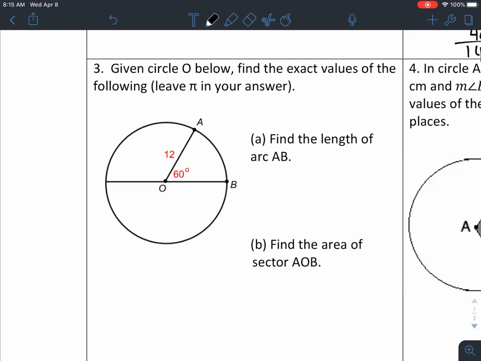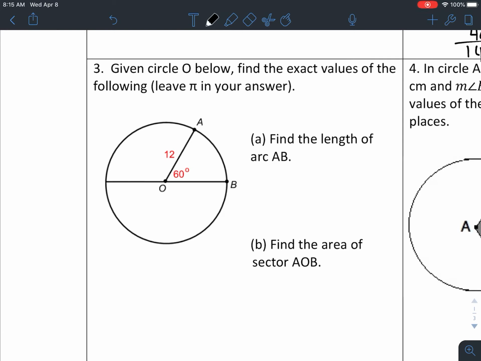Given circle O below, find the exact values of the following. Leave pi in your answer. So that means we are not using a decimal for pi to fully answer. We're leaving it as the symbol pi. Okay? So I'm going to get to the point on our stuff here.